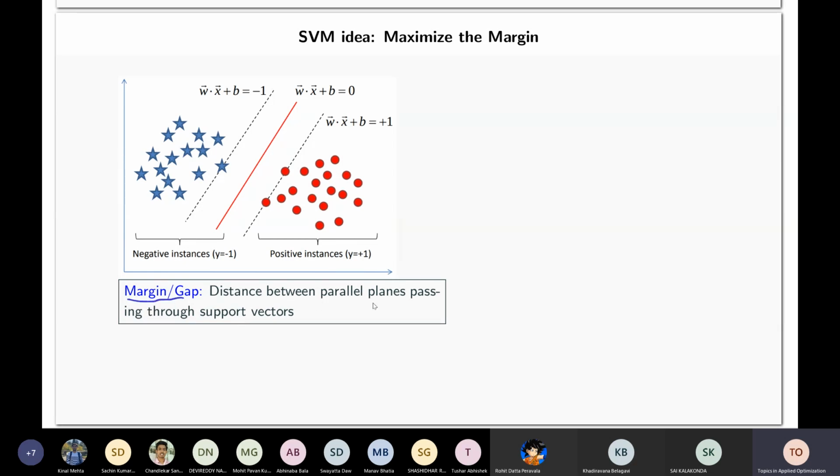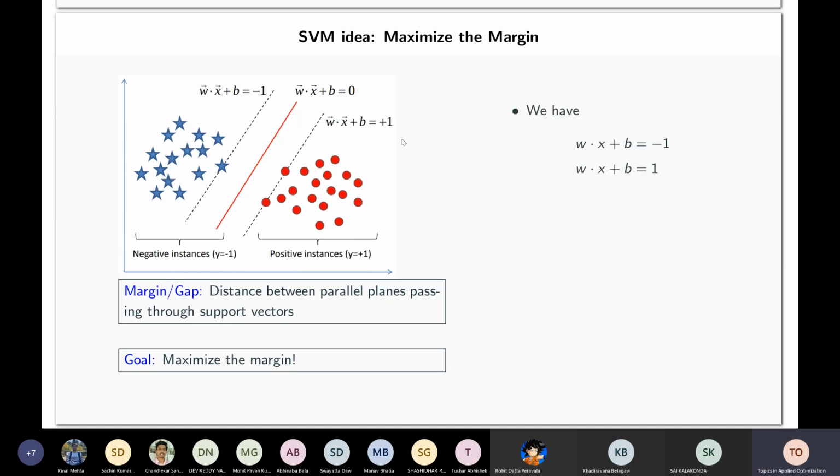So margin or gap is the distance between parallel planes passing through the support vectors, and the formula for that we know, right? I told you before. The distance between the two hyperplanes, the formula we know, right? And the goal is to maximize the margin or the gap between these supporting hyperplanes.